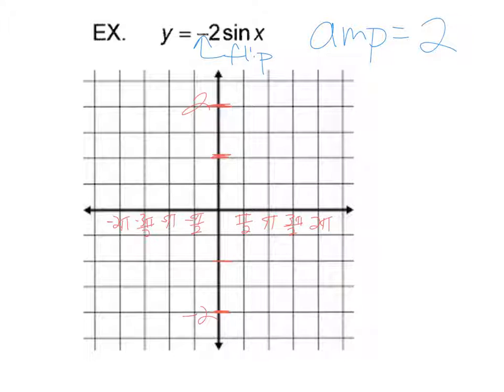So let's think about how the parent graph normally goes. For sine, it starts in the middle at 0, 0. And then at pi over 2, it normally goes to its highest point. But this graph is flipped over. So when I move to pi over 2, I go to the lowest point, negative 2. And then it crosses, and then it's going to go to the highest and crosses again. So all your high points and low points change places when there's a negative out in front.